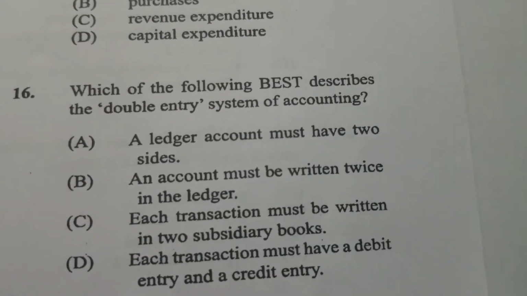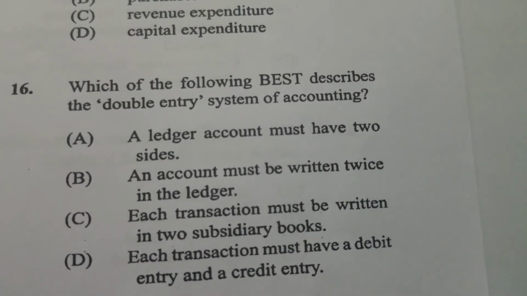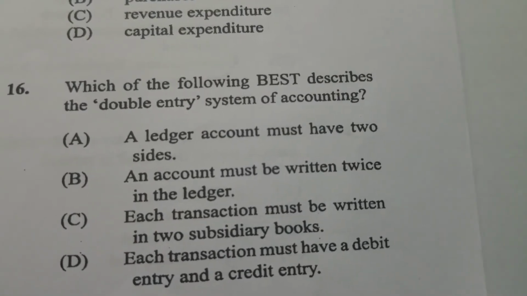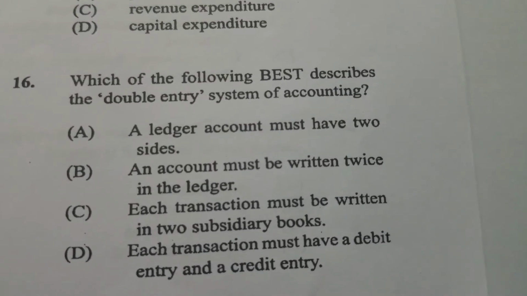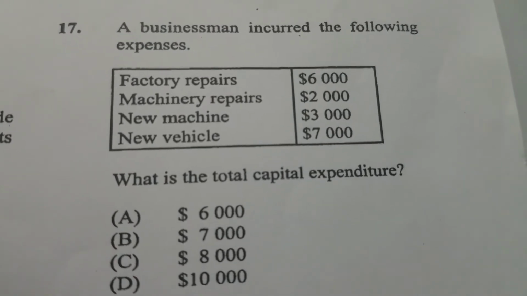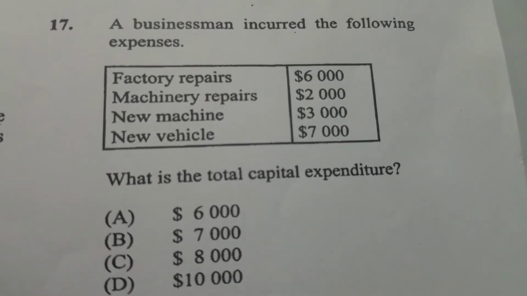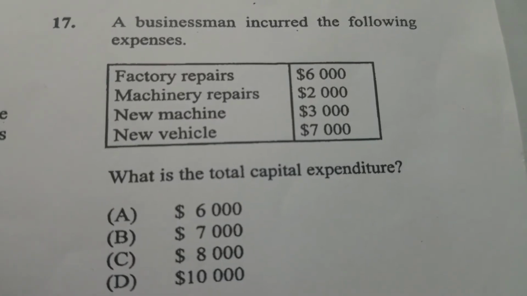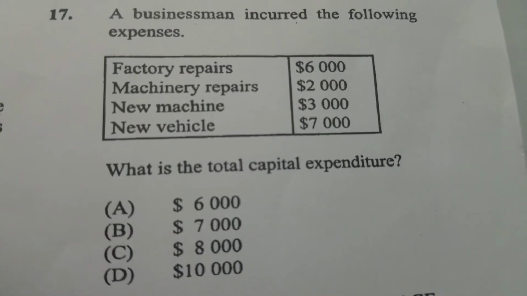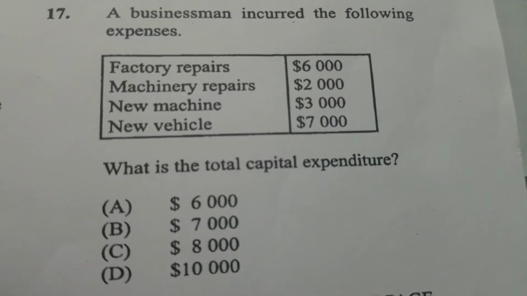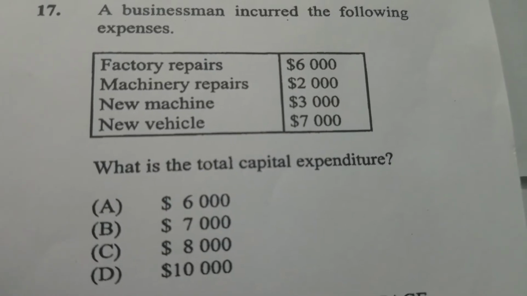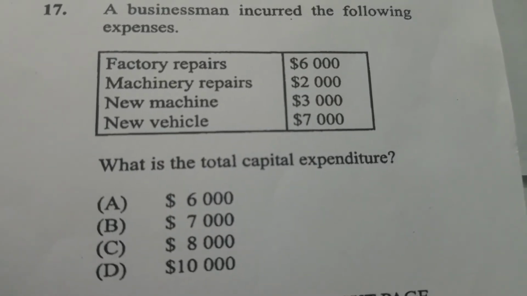Item 16 says, which of the following best describes the double entry system of accounting? And our answer is D. Each transaction must have a debit entry and a credit entry. Item 17 says a businessman incurred the following expenses, and we're asked what is the total capital expenditure, and our answer is D, 10,000. We add the new machine, which is 3,000, plus the new vehicle, which is 7,000, and we get 10,000, so it is going to be D.